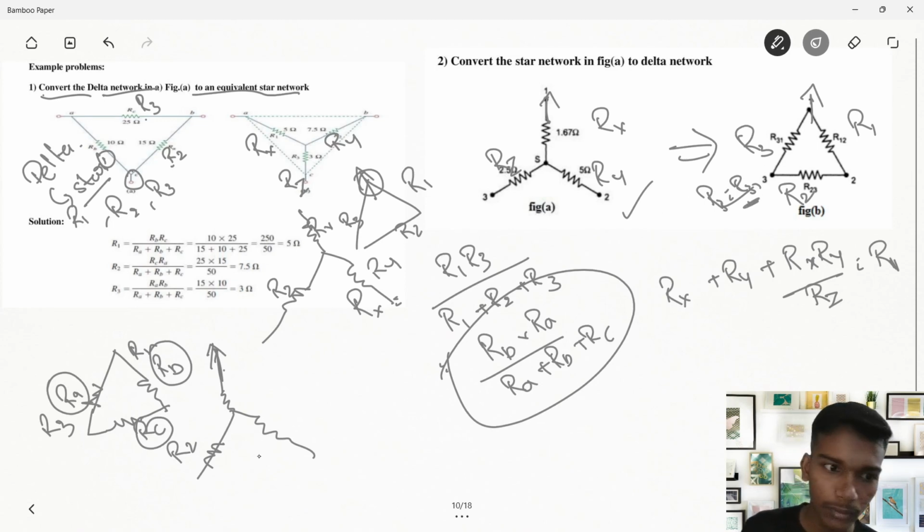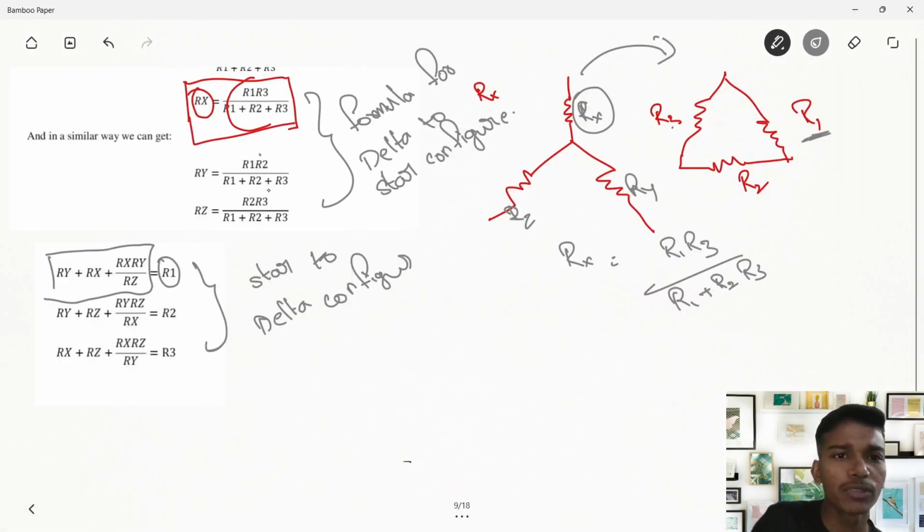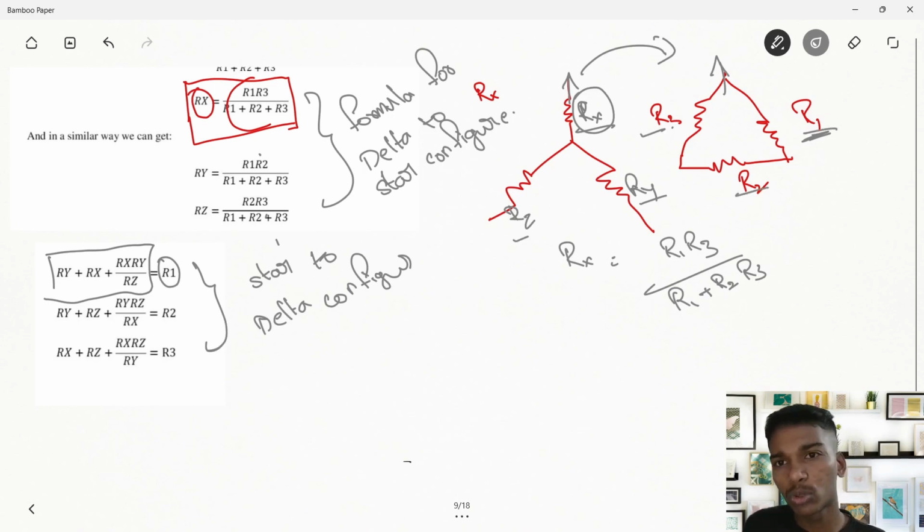That's it. For star delta configuration, we have some direct formulas. Just learn these formulas by heart and try to make these verticals parallel so that you will get a clear idea where to use Rx, Ry, Rz and where to use R1, R2, R3. If you know these things, then every question in star delta configuration will be very easy for you. Trust me, that's it. There is nothing more than that.